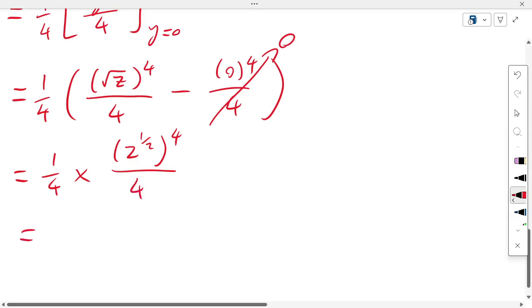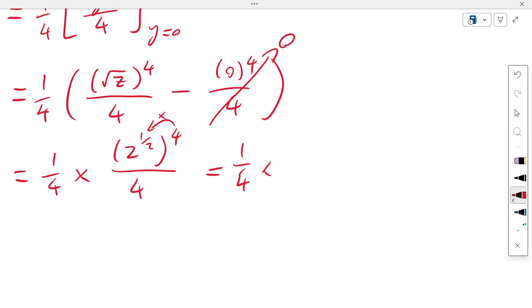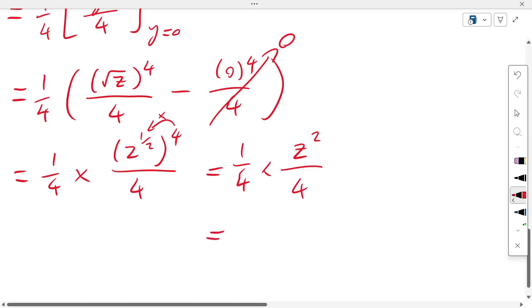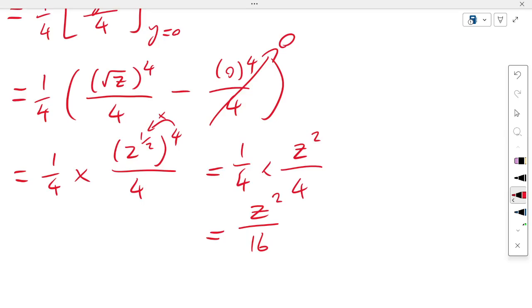And this is basically going to be equal to, so we can just multiply this in, and then it's obviously just going to give us 1 over 4 multiplied by z to the power of 4 over 2, which is equal to z to the power of 2. And then this is divided by 4. And then we can multiply the numerator with the numerator and the denominator with the denominator. So this is going to be 16. Okay, so it's z squared divided by 16. So there is our integral with respect to y.